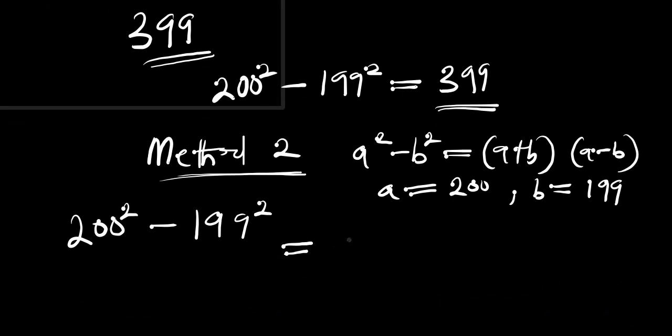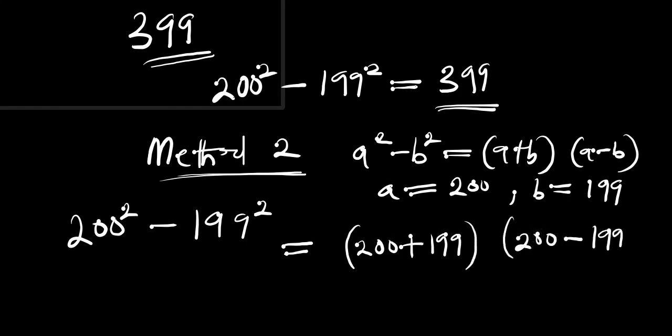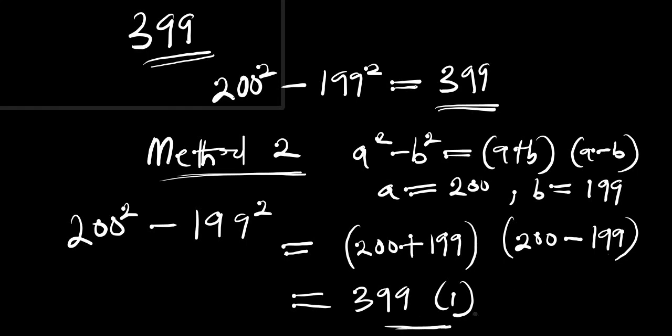So that means we are going to have, this gives us a plus b, we have 200 plus 199, and a minus b we have 200 minus 199. And 200 plus 199 is simply 399. And 200 minus 1 is 1. Sorry, 200 minus 199 is 1. Now, if you multiply 399 by 1, you are simply going to get 399. And this becomes the answer as well. This is very simple and it corresponds to what we had before.